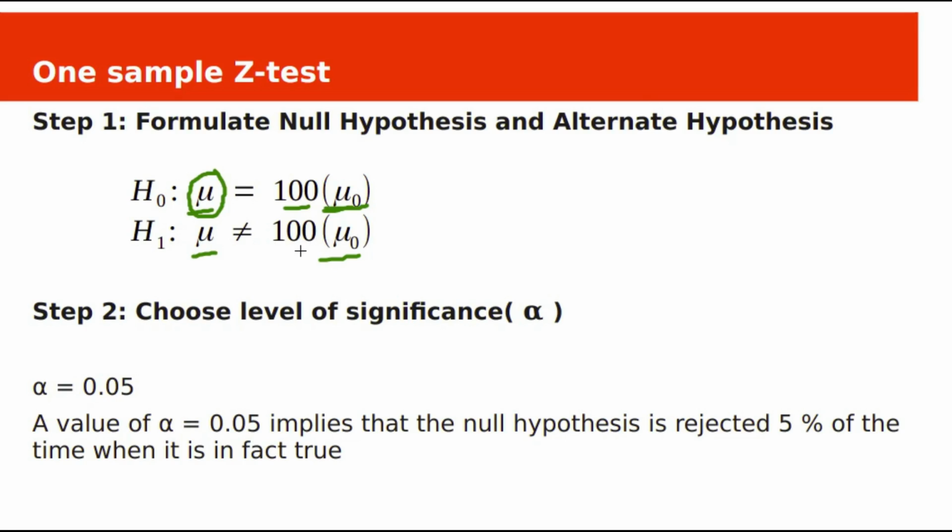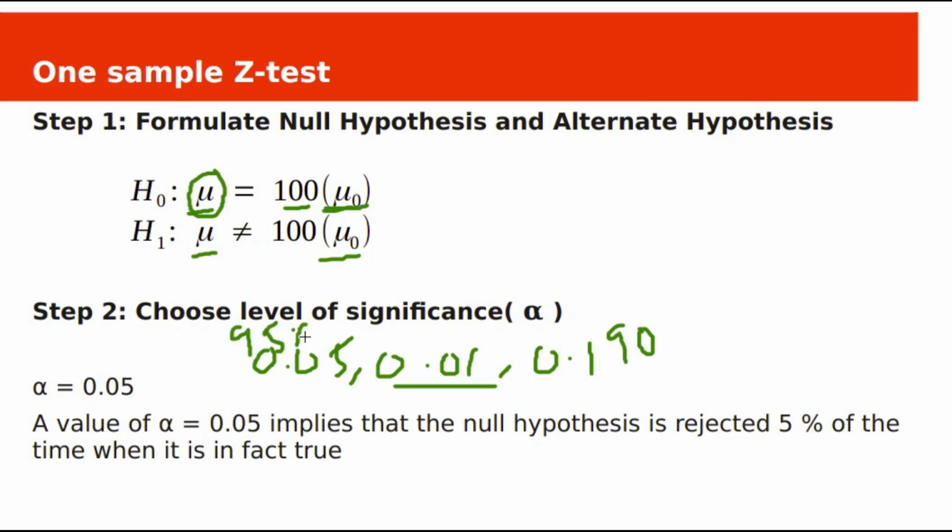Second step is to choose the level of significance alpha. The choice of alpha is somewhat arbitrary, although in practice common values are 0.05 for a 95% confidence level, 0.01 for a 99% confidence level, and 0.1 for a 90% confidence level. Let us choose alpha 0.05. Alpha 0.05 means the null hypothesis is rejected 5% of the time when it is in fact true.